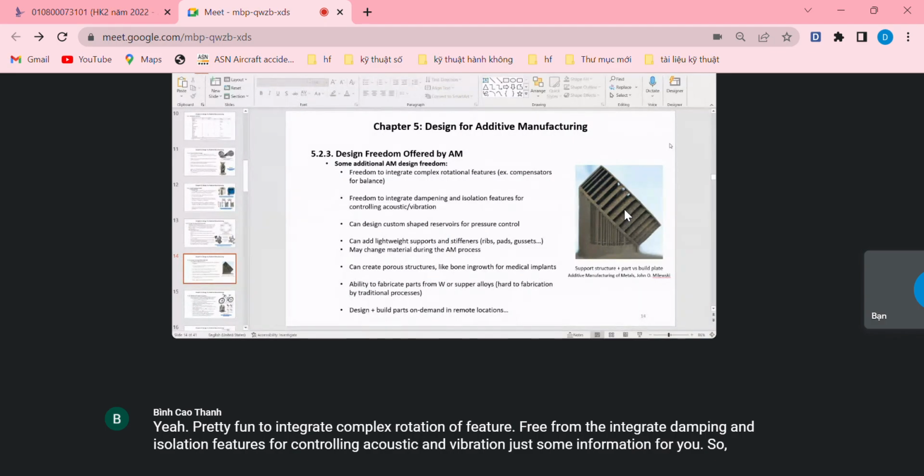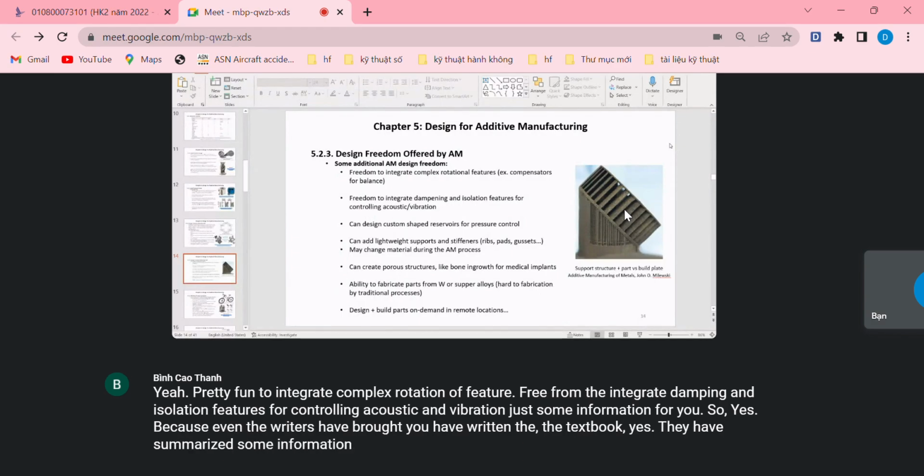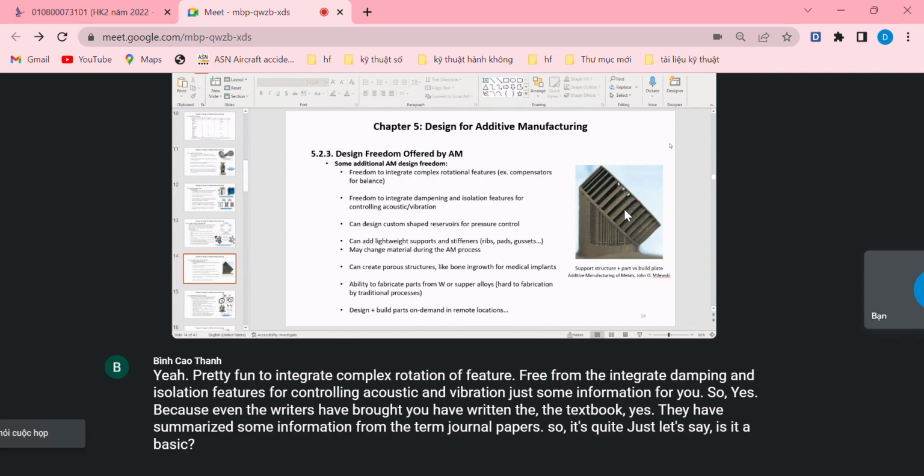Even the writers who have written the textbook have summarized some information from journal papers. So it's quite, let's say, basic things. Just list some AM design freedoms. So there's no problem.